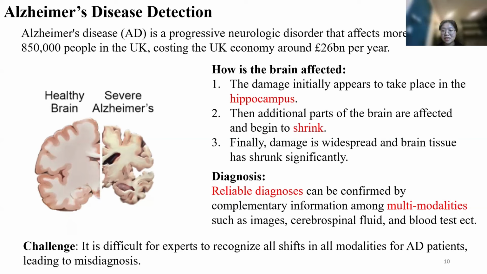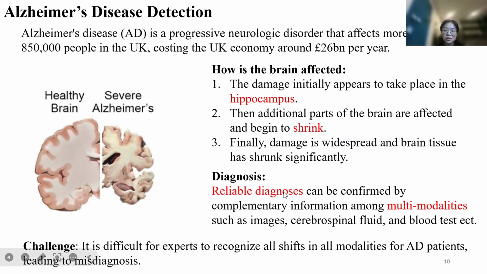The damage initially appears to take place in the hippocampus, and then additional parts of the brain can be affected and begin to shrink. Finally, the damage is widespread and the brain tissues have shrunk significantly. Here, I give an example. On the left-hand side, this is a healthy brain. And on the right-hand side, this is a severe Alzheimer's disease.